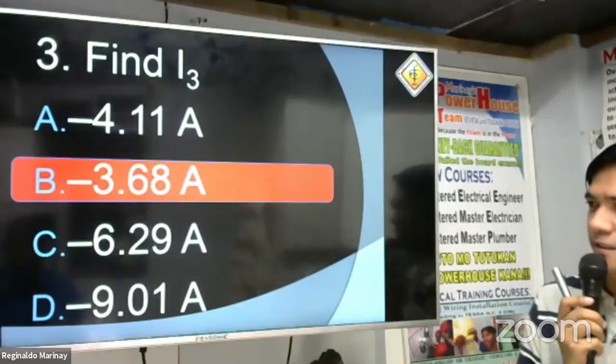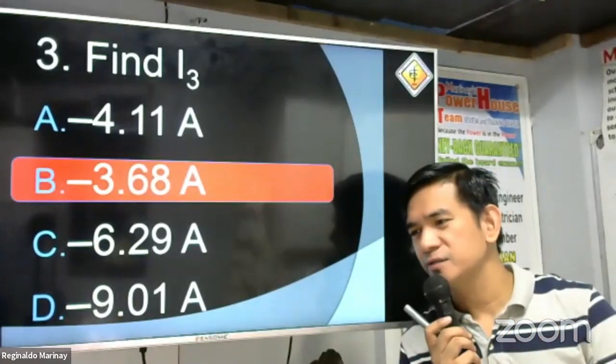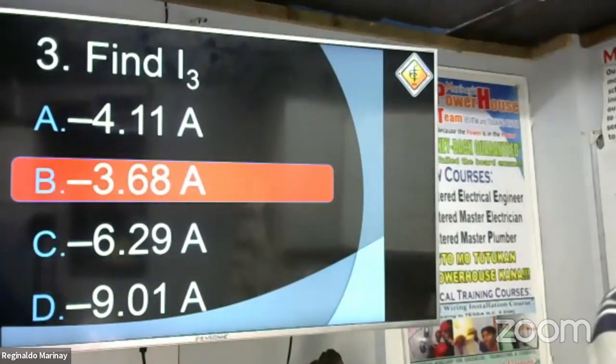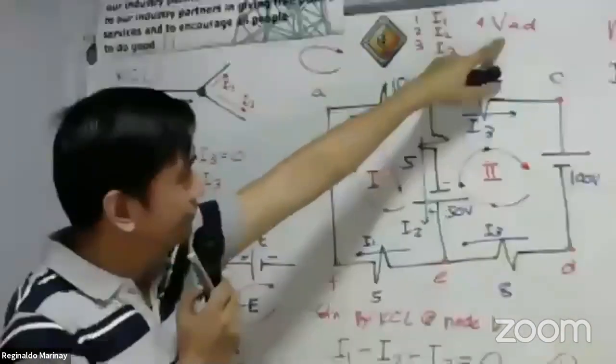Nakasunod ba mga kawerpa? Nakasunod? Okay. Sige, kung hindi, marami pa tayong example. Masusundan nyo yan. Okay.